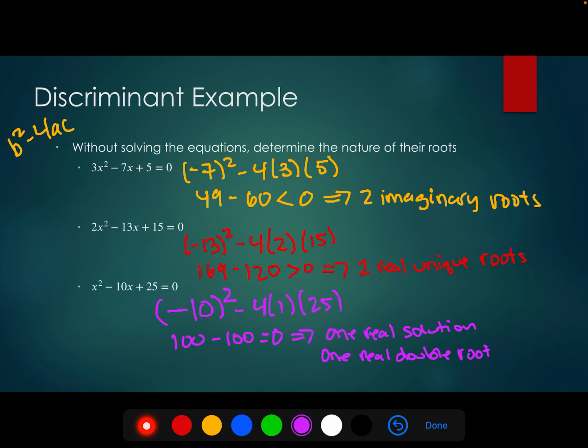And that's it. That's how you find the discriminant of a quadratic equation and determine the nature of that quadratic equation's roots.